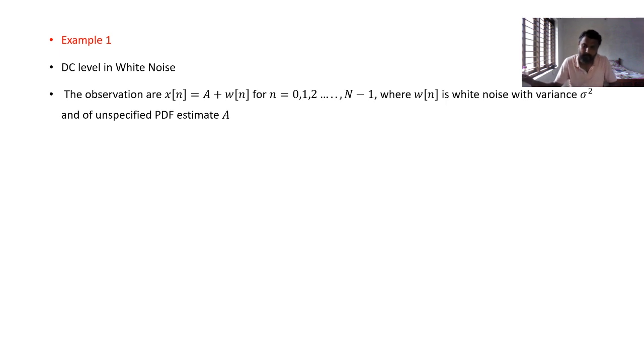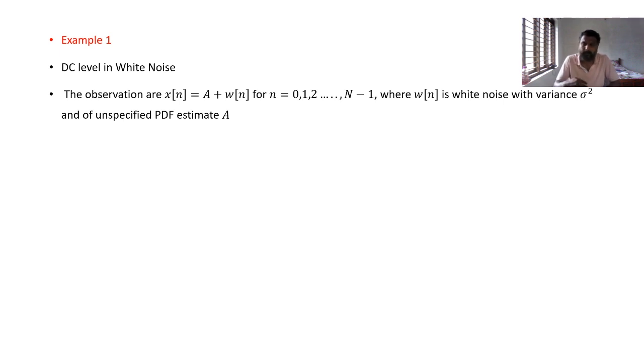Why I have called it an unspecified PDF means the PDF is not given exactly. That means if the correct PDF is not known, then we will normally go for BLUE. Otherwise, some other method is used to calculate the minimum variance unbiased estimator. So the PDF is not specified here. So normally we will approach the best linear unbiased estimator to find the minimum variance and to find the estimated value of A.